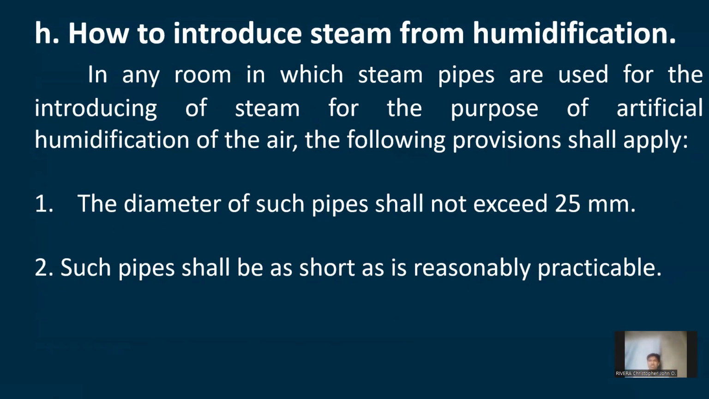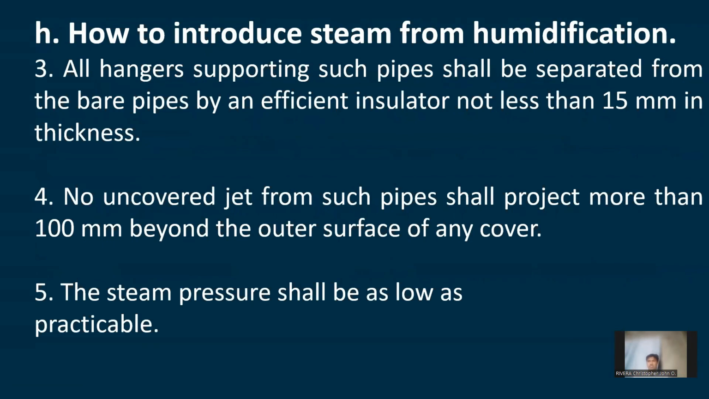In any room in which steam pipes are used for the introducing of steam for the purpose of artificial humidification of the air, the following provisions shall apply. First, the diameter of such pipe shall not exceed 25 mm. Such pipes shall be as short as is reasonably practicable. All hangers supporting such pipe shall be separated from the bare pipes by an efficient insulator not less than 15 millimeter in thickness. No uncovered jet from such pipes shall project more than 100 millimeter beyond the outer surface of any cover.